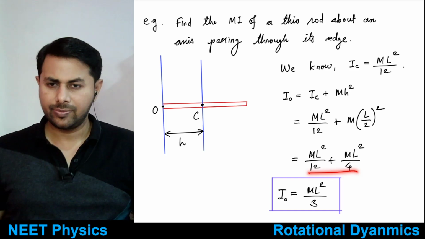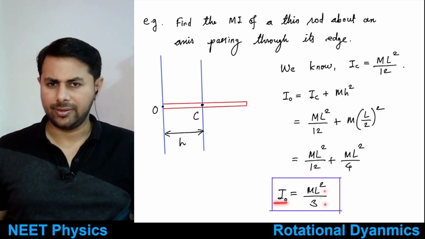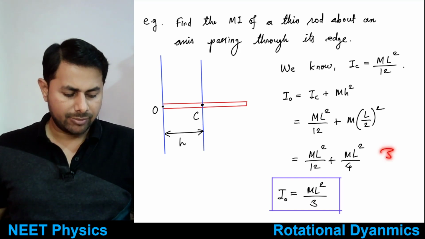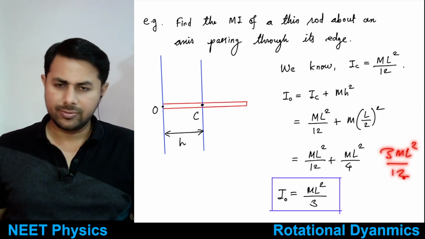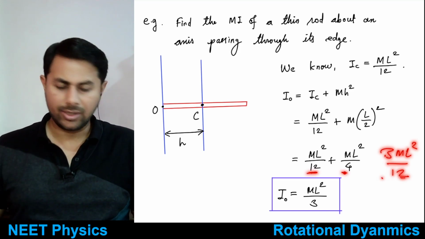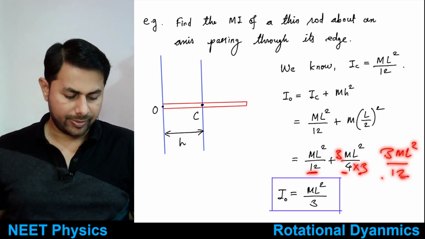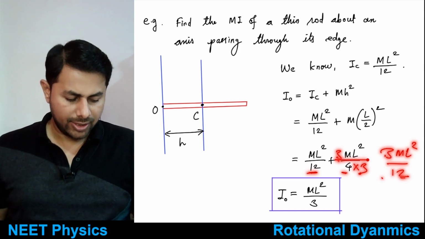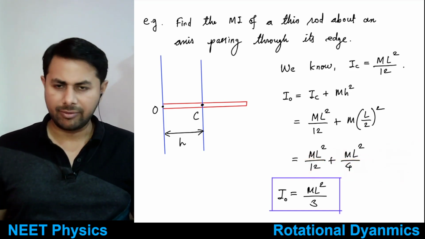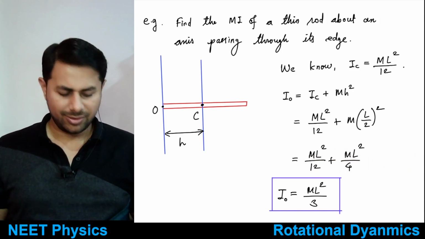You add it up, then what do you get? You get IO is equal to ml square divided by 3, right? Because ml square by 4 can be written as what? 3 times ml square divided by 12, right? Multiply by 3, divide by 3, because you want to make this denominator the same. So 3 ml square divided by 12 plus ml square by 12 is 4 ml square divided by 12, means ml square divided by 3, right?